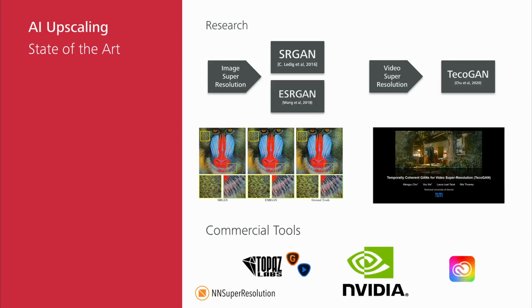One topic we took a deeper look into was image upscaling using deep neural networks. The state-of-the-art research has been achieving increasingly impressive results over the last few years. At the same time, more and more commercial tools for upscaling photos, videos, and game renderings are being released using some kind of AI technology.